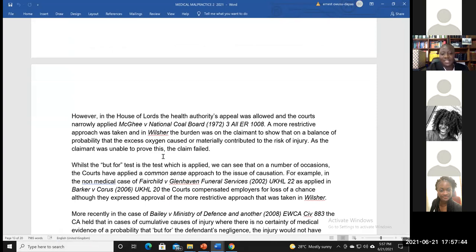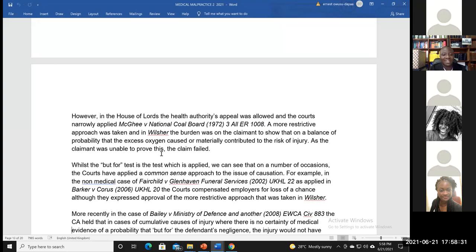So what we have to appreciate is that, yes, generally, it is a Bradford test which is applied. But we can also notice that on a number of occasions, the courts have applied what we may term a common sense approach to the issue of causation. In other words, it's not all types of medical negligence cases in which you'll be able to get a straightforward application of the Bradford test so as to dispose of the problem of causation.